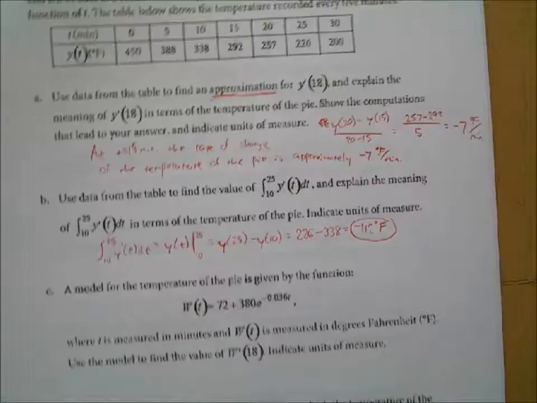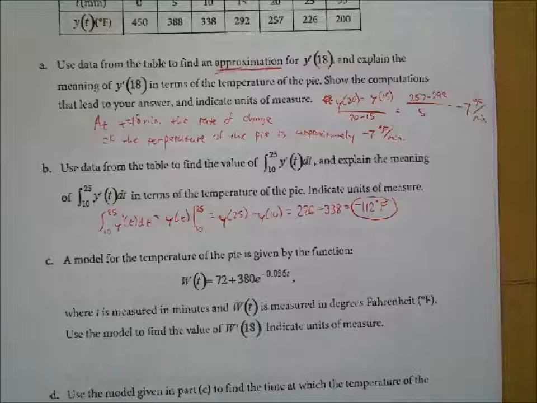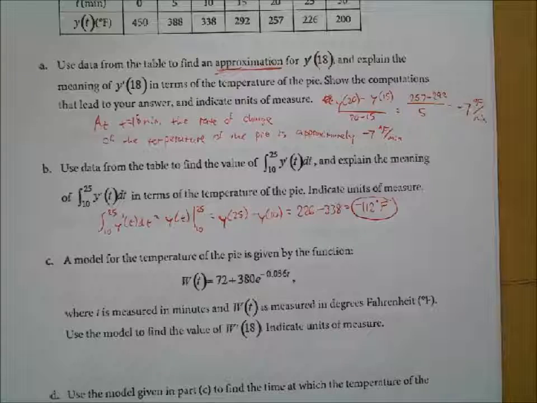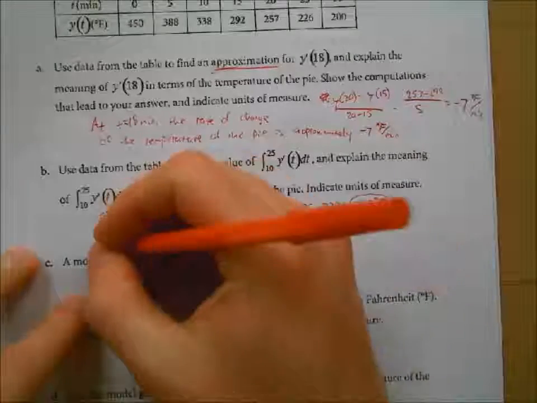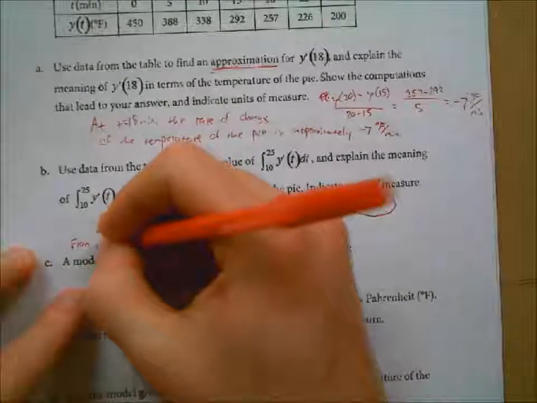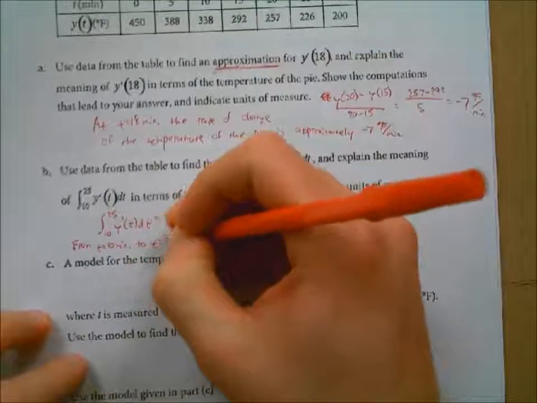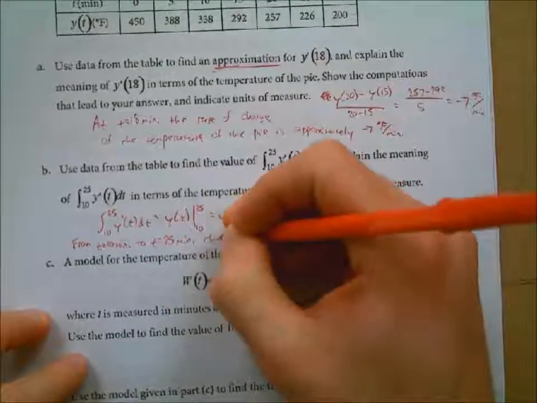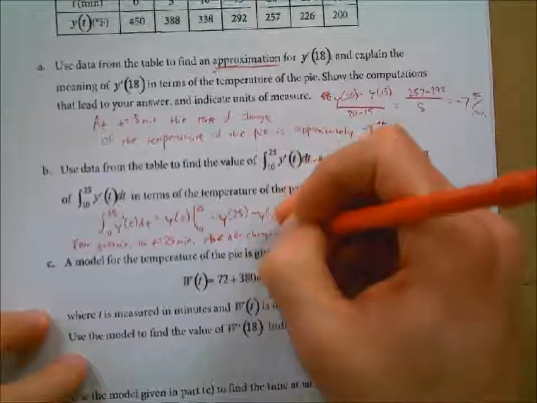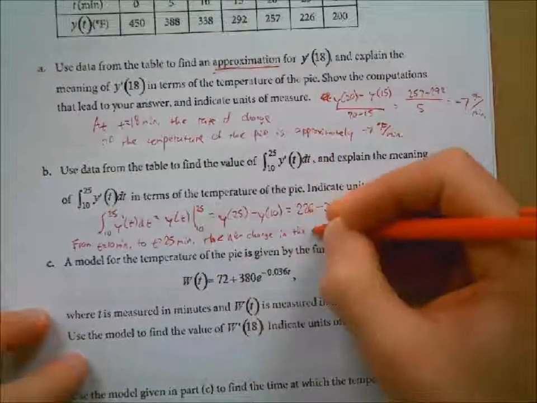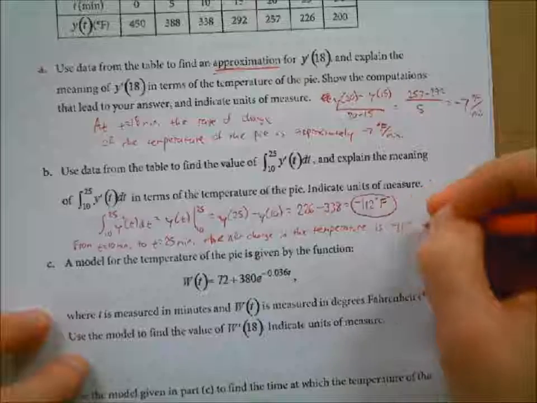And then, what is the meaning of this? Well, when we integrate a rate, that gives us the net what? Change. So, from t equals 10 minutes to t equals 25 minutes, the net change in the temperature of the pie is negative 112 degrees Fahrenheit. And that's all we've got to say.